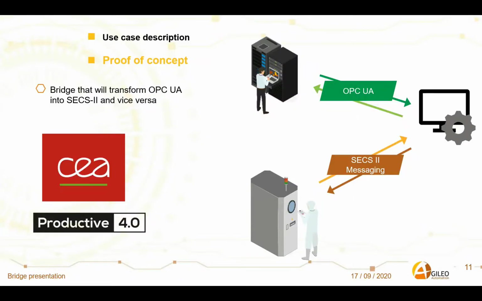Our journey started by mapping the SECS2 standard with OPC-UA. The host MES will send a message to a software component called Bridge that will do the mapping. We succeeded in making it work and created a generic way to transform OPC-UA into SECS2 and vice versa. This approach is described in two of our research papers that you can find in the description of this video. We thank the CA for their collaboration in this work under the European Project Productive 4.0.